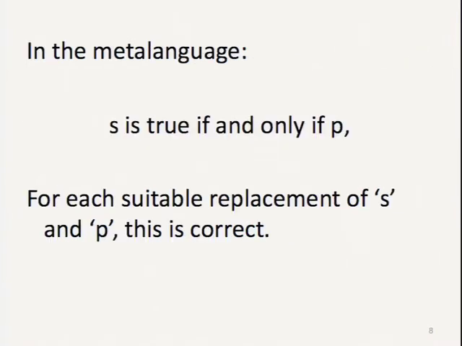Okay, so in the meta language, we can frame the following sentence. S is true if and only if P. For each suitable replacement of S and P, that's going to be right. So, class, we're able to give an example, replacements for S and P. Yes, "snow is white" is true if and only if snow is white. Very good. You could equally have said Max is true if and only if snow is white, but it's clearer what's going on if you use quotation marks.